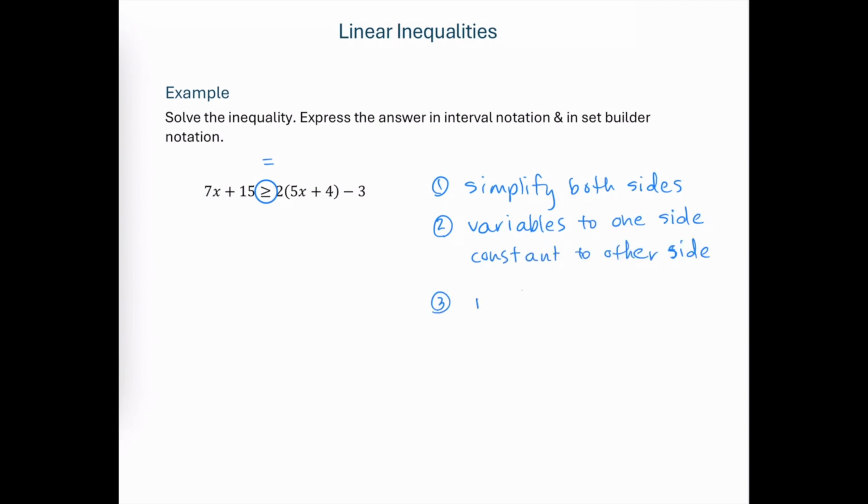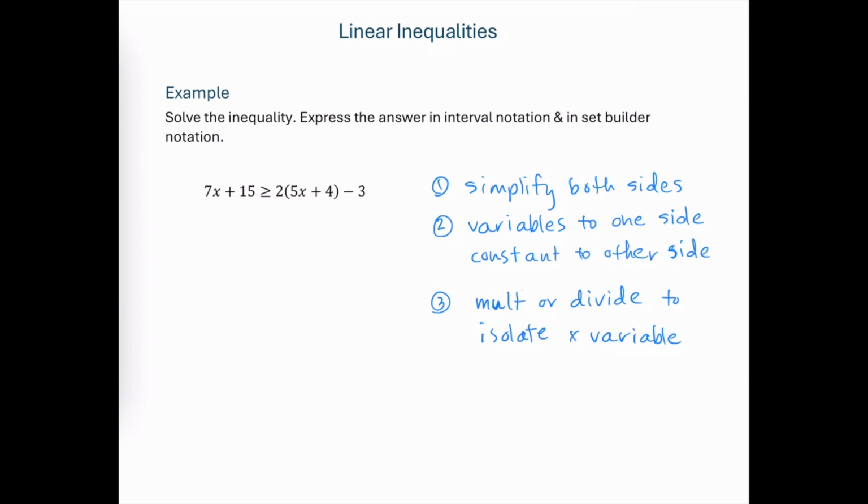To solve a linear inequality, we're going to proceed in the same way that we would if this were a linear equation. If this were a linear equation, what we would want to do is simplify both sides as much as possible. Then we would move our variable terms to one side and our constant terms to the other side. And the last thing we do is either multiply or divide to completely isolate the x variable.